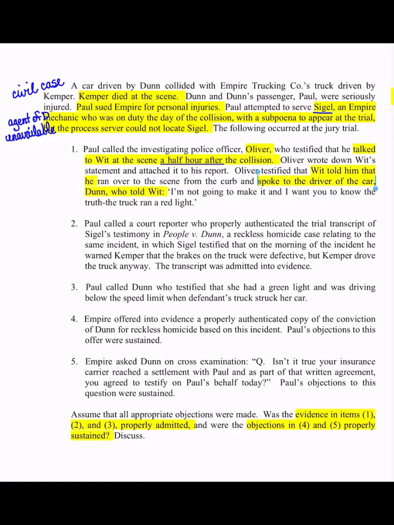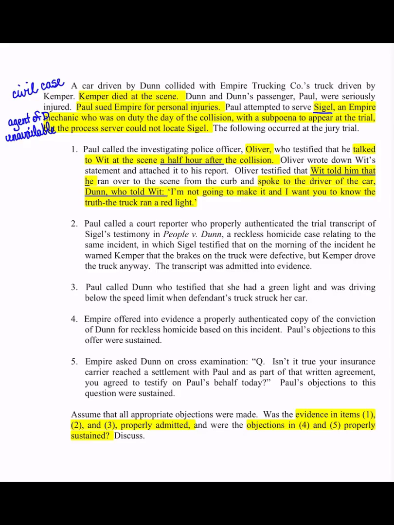All right, what have we got here? This is a really heavy call, because what we've got here is Oliver on the stand saying, "Witt said to me that the driver, Dunn, told me." So Witt said that Dunn said. This is double hearsay. What Dunn said to Witt is level 1 of the double hearsay. What Witt said to Oliver is level 2 of the double hearsay. This is really, really classic double hearsay.